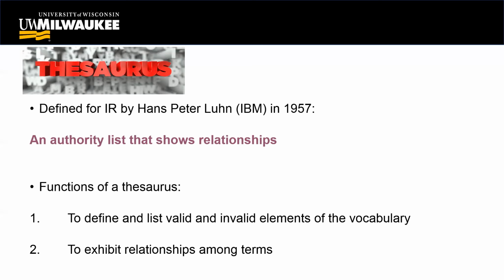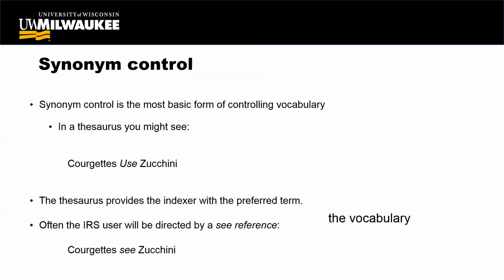The function, I will give you an example later. The function of a thesaurus is to define and list valid and invalid elements of vocabulary. They say which terms they would use. They also exhibit relationships, for example, broad term, narrow term, related terms. So that's mostly for synonym control. You might say in this thesaurus, if you want to use zucchini, use this term instead, right? So the thesaurus provides the indexer with the preferred term to use, especially for related terms or synonyms.